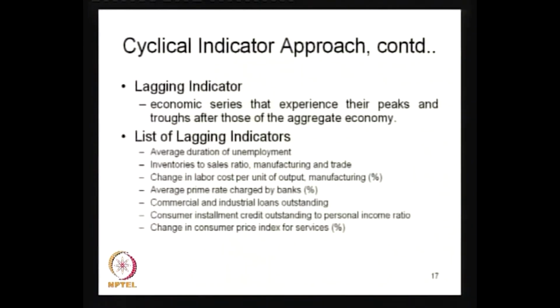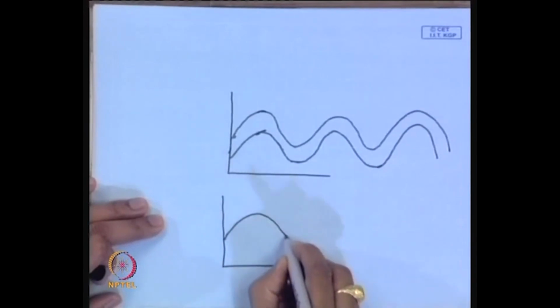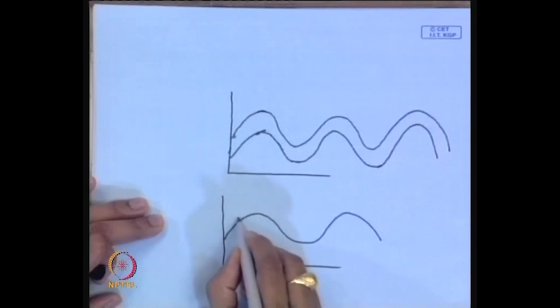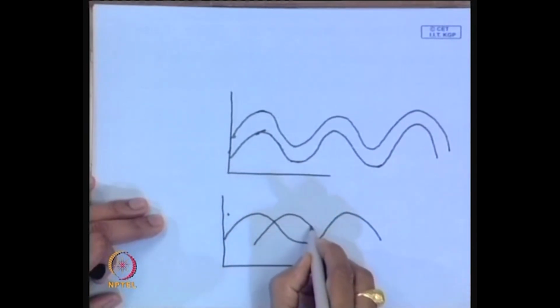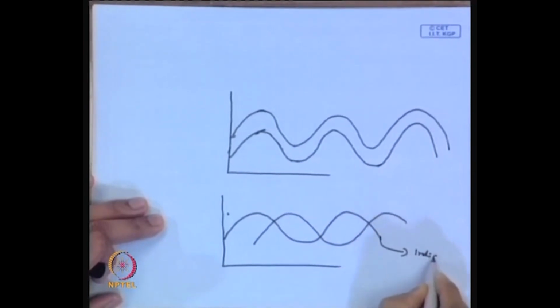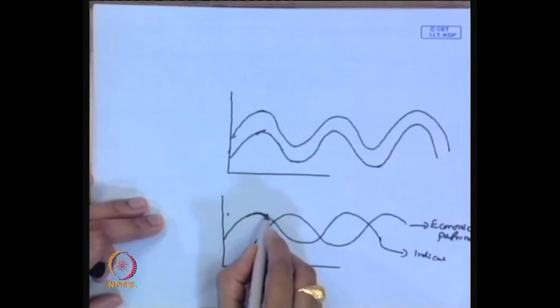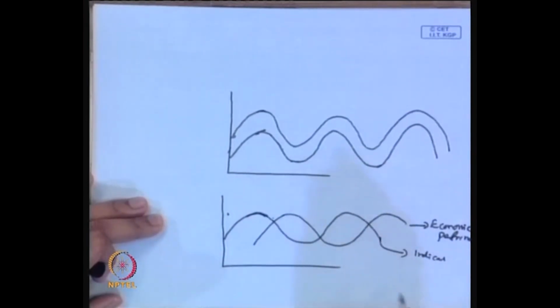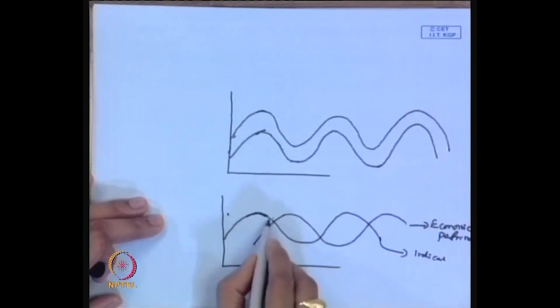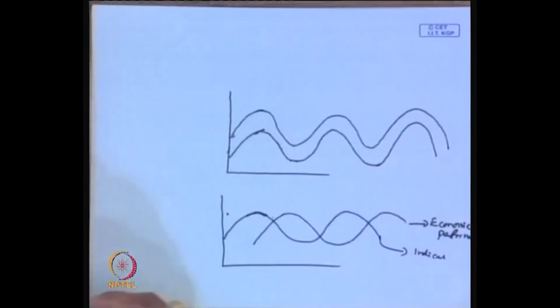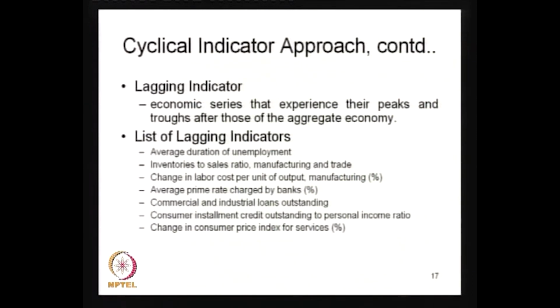Then we have certain indicators called lagging indicators. In this case, there is an upward movement in the indicator, and the economy will be moving in some other way. This is the indicator and this is the economic performance of a particular country. If there is a peak here, it will be leading to a peak in the economy in the future. A fall in the indicator is indicating that there is going to be a fall in economic performance. So, that is explaining the peaks and troughs after those of the aggregate economy have happened. So, the economy has done worse, then this particular indicator is going to be worse as such.